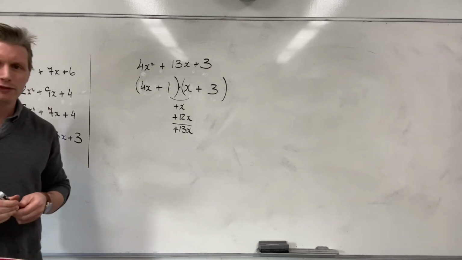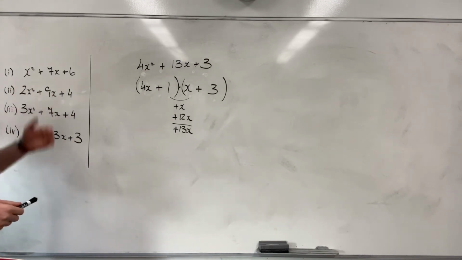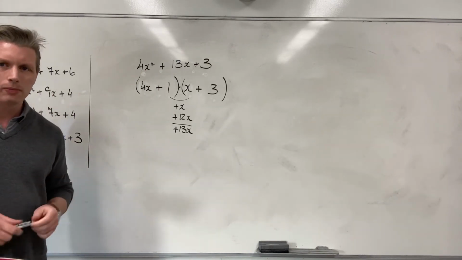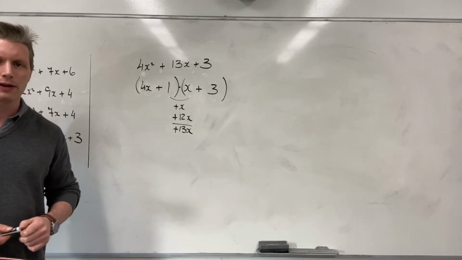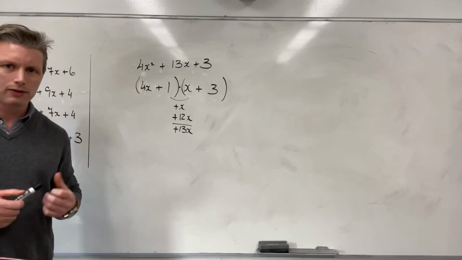This is how we can factor. Can't always do this, but with certain quadratic trinomials, it is worth trying the trial and error method first before we go to the quadratic formula. This is how you try that, the trial and error method. This is how you go about it.